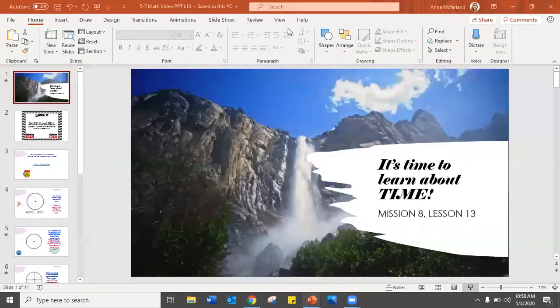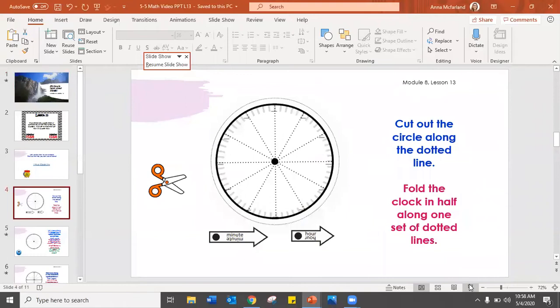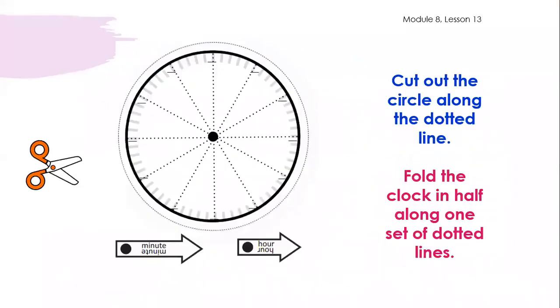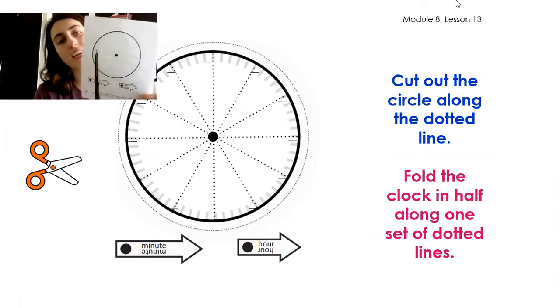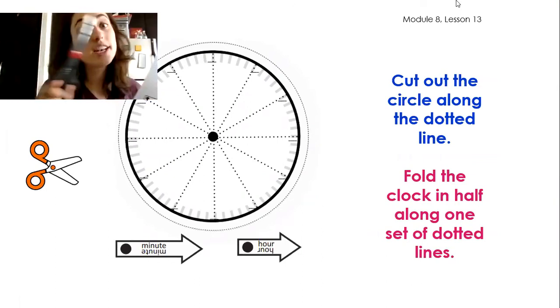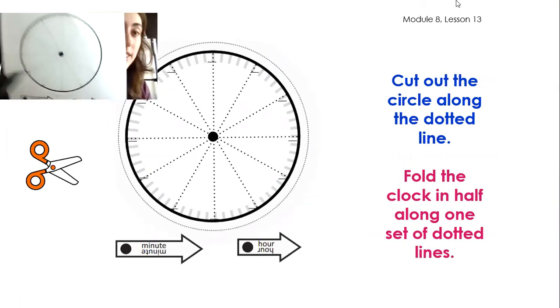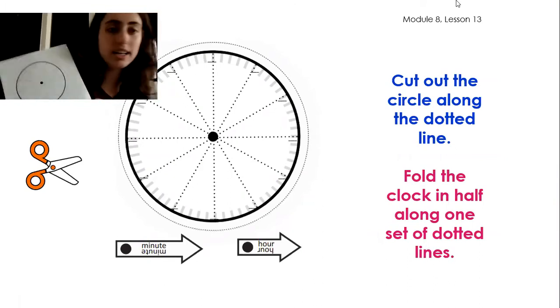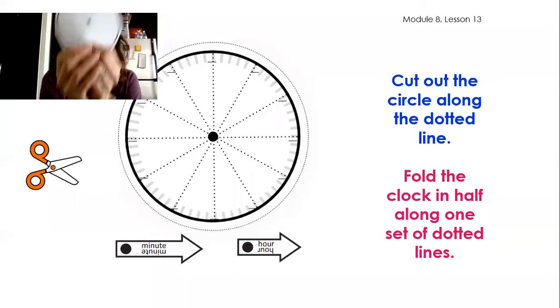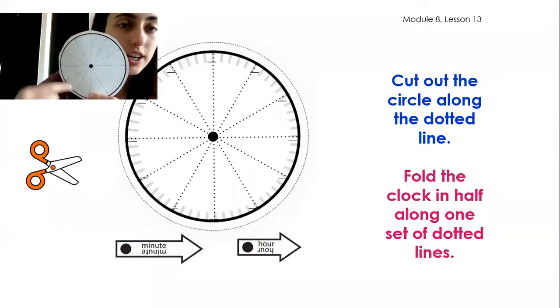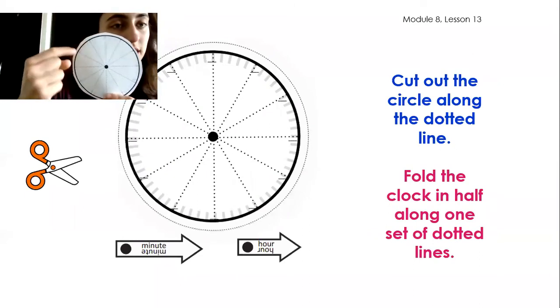So let's go back to our PowerPoint. You are going to cut out the circle on the dotted line, and let's just start with that. Everybody start by taking their piece of paper and cutting on the dotted line, not the big black line, not the dark line, but the dotted line next to it. Okay, I'm going to go ahead and do that. So I've cut it out on the dotted line on the outside, not on the dark line.